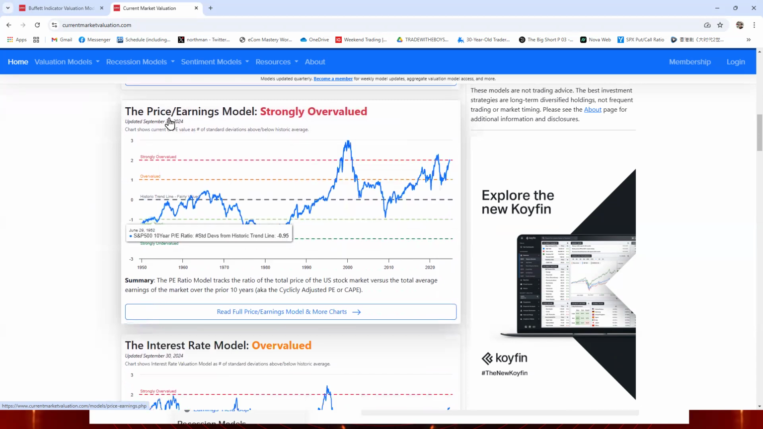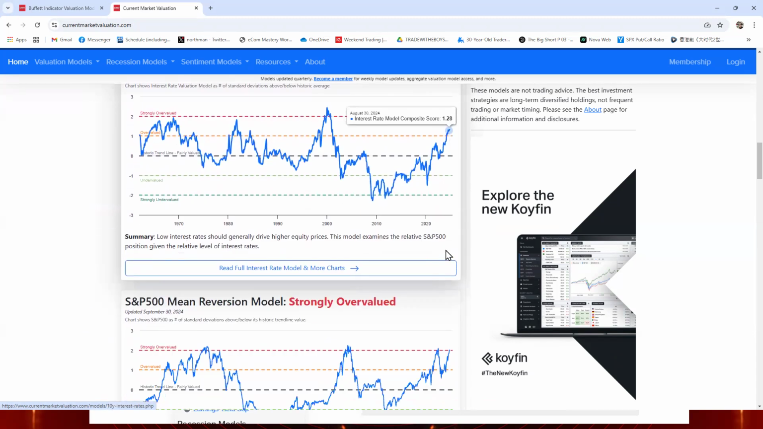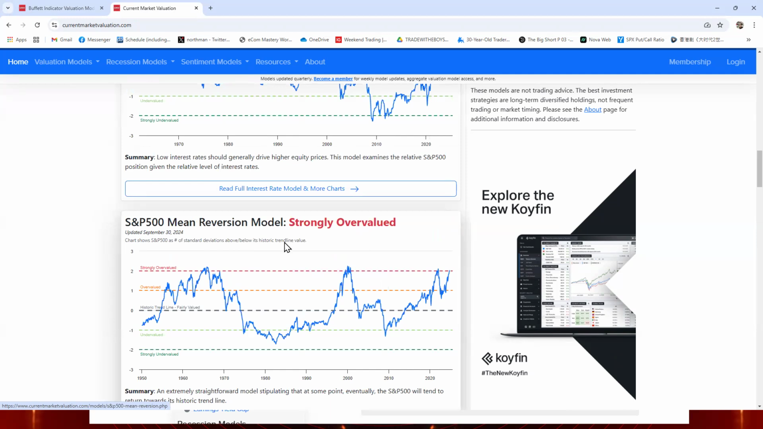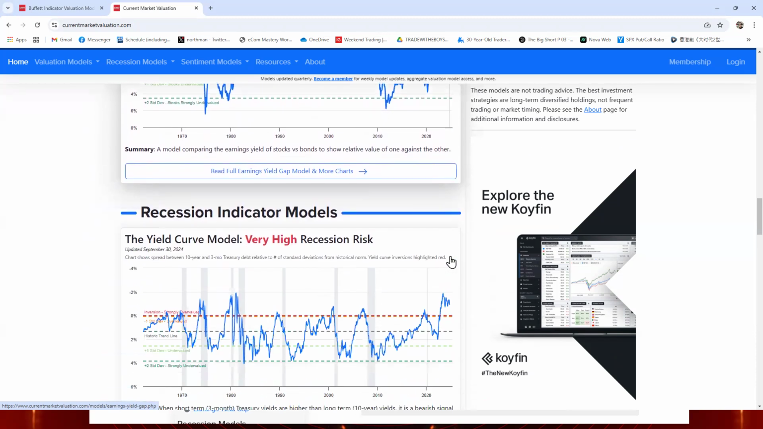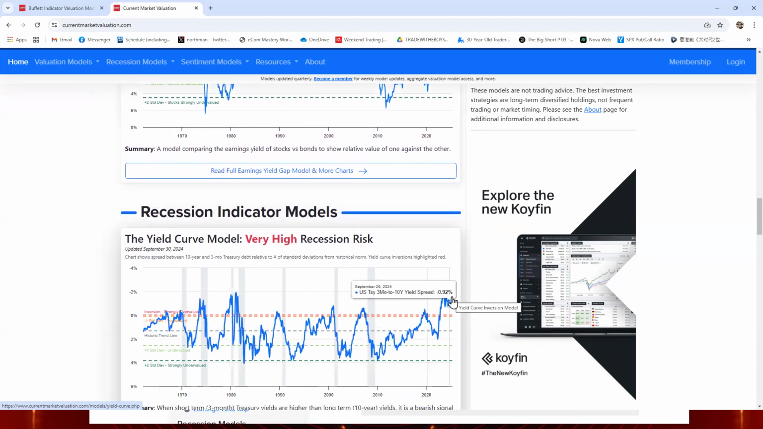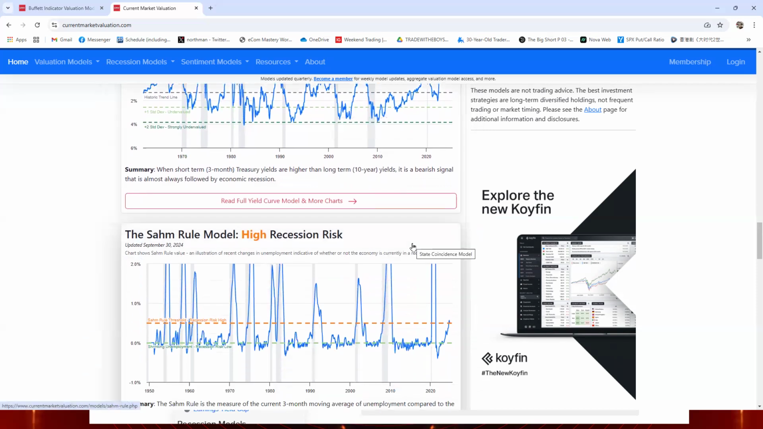Of course, if you look at the price earnings model, we are also at a very overvalued position. The interest rate model is also overvalued, and the S&P mean reversion model is strongly overvalued. The earnings yield gap is still okay, but definitely the recession indicator model shows we are at a very high recession risk. All these numbers are available in the market for you to do your backtesting. And of course, the Sahm rule, I have told you before, guys, we have already breached the 0.5 marker level, and now we are at a very high 0.57. Every time this has happened, we get a recession. This has been proven since 1950.